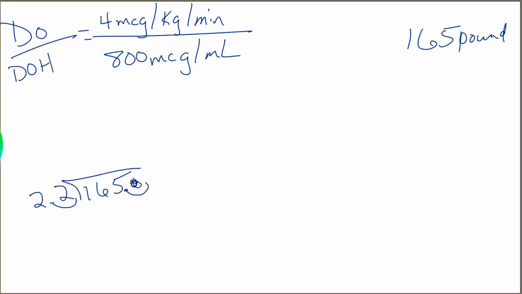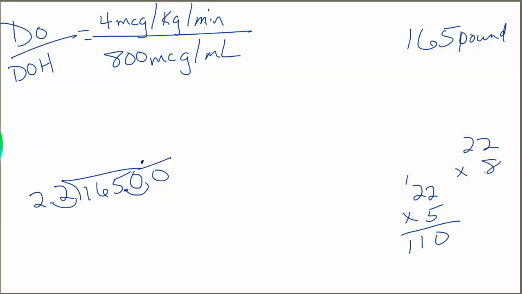And then, wow, if I could actually draw a 0. Here we go. Put our decimal point up there. 22 will go into 165 how many times? So let's go 22, and let's make it 5 just to have a nice whole number, and that brings us out to 110. So let's take this 22 and go by 8.